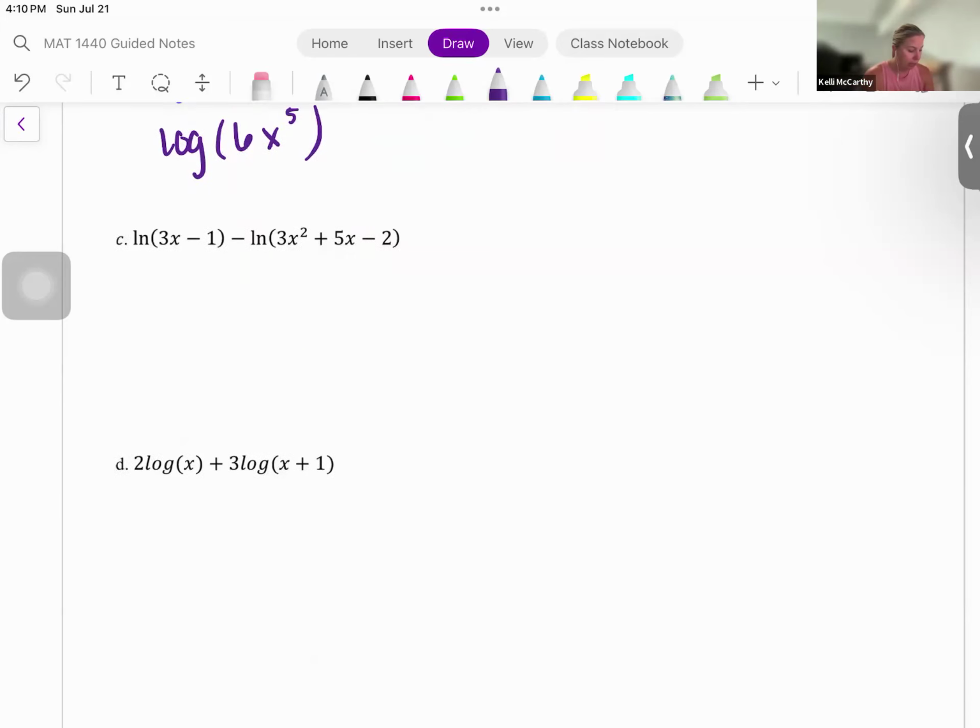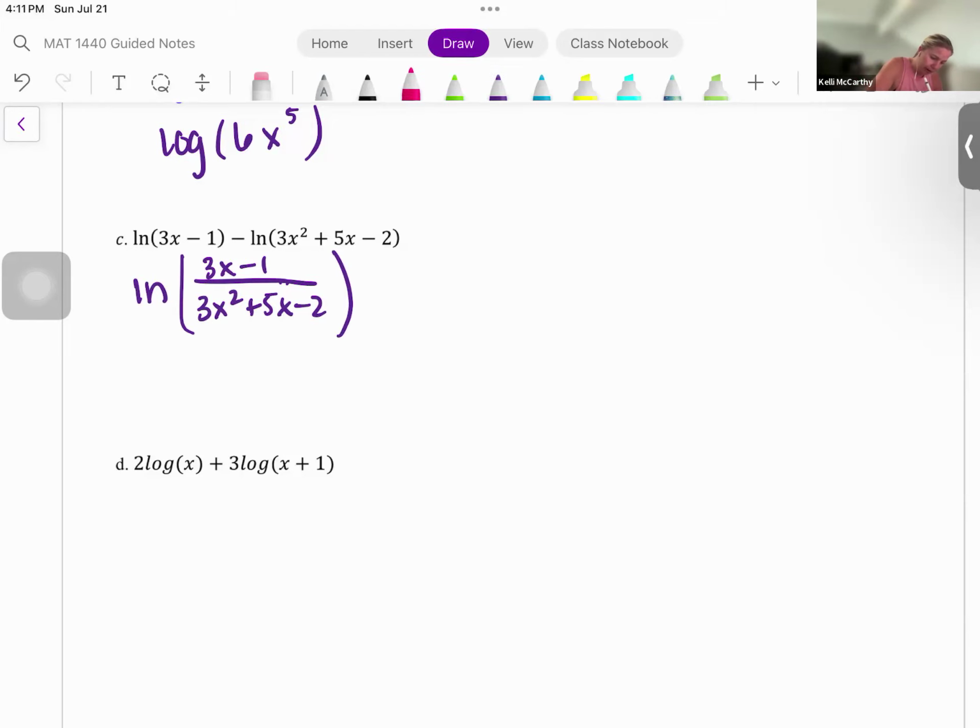Natural log of (3x minus 1) minus the natural log of (3x squared plus 5x minus 2). We're going to condense this using the quotient rule. This is the natural log of (3x minus 1) over (3x squared plus 5x minus 2). And we're going to see if we can simplify this quotient now.